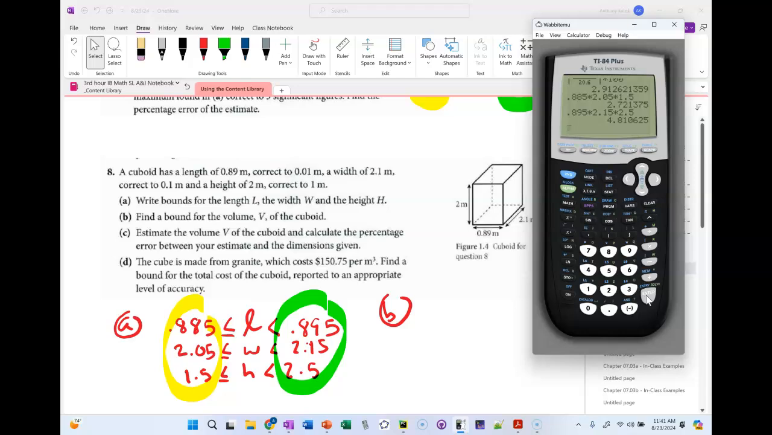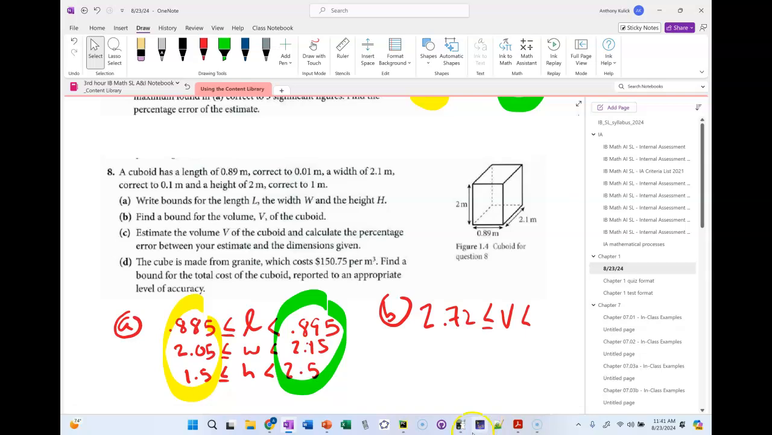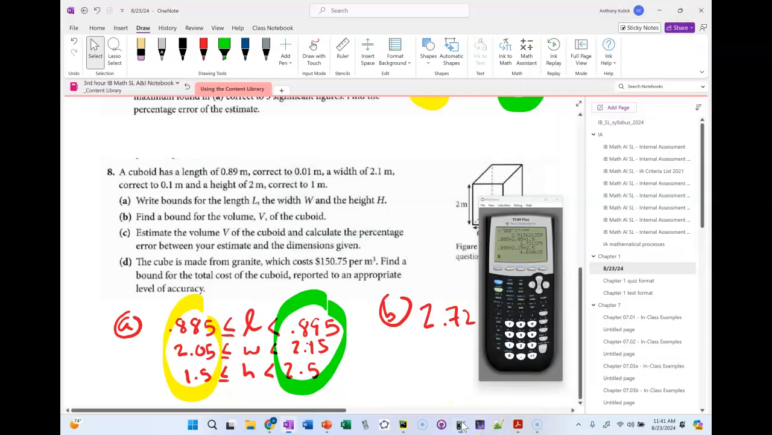I'm going to just round this to 3 sig figs then. So 272 less than or equal to V less than, what was the other number? 481.